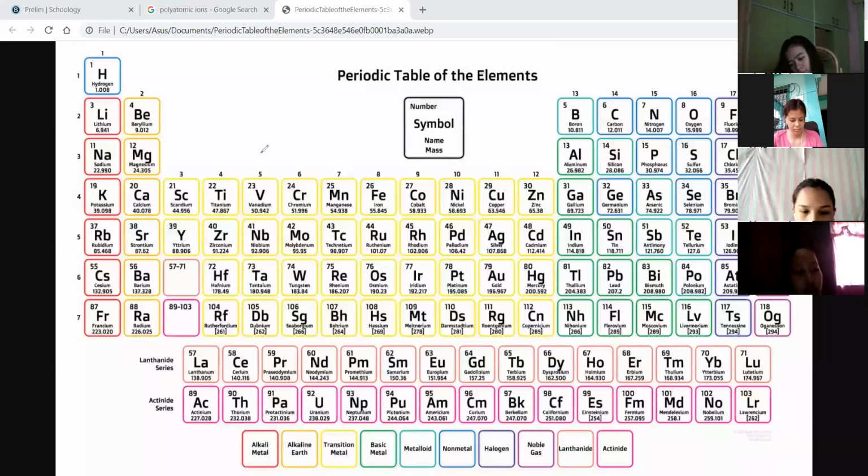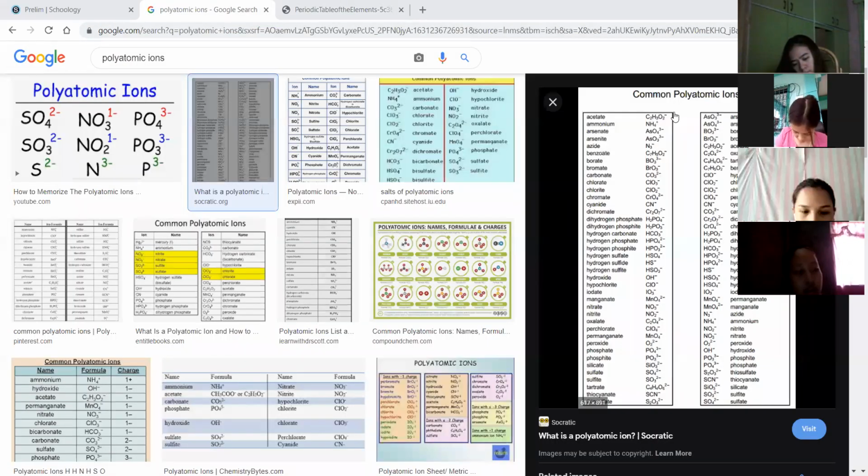Next, polyatomic ions. Let's use the polyatomic ions. I hope you can see it on my screen. Do you see this right side, common polyatomic ions? Remember I told you to make an index card and list these polyatomic ions, their names, their symbols, together with their charges.